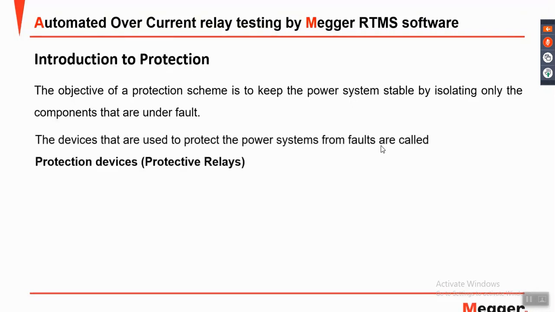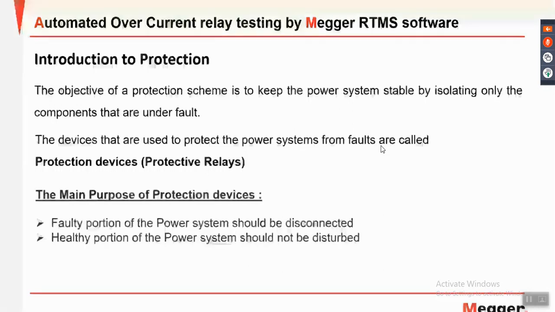Those devices which are doing this job and doing all the calculation and making the power stable are called protective relays. One of those relays is the overcurrent relay, which is our subject for today. The main purpose of those is to isolate the faulty portion and keep the healthy portion available. And this is the main idea behind the power protection relays.